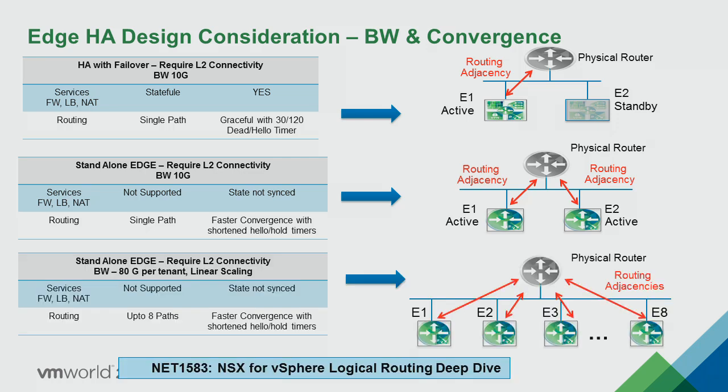In 3 weeks, maybe 4, maybe 5, I don't know the exact number, we will release NSX 6.1, which will allow you to configure more than one edge actively forwarding.